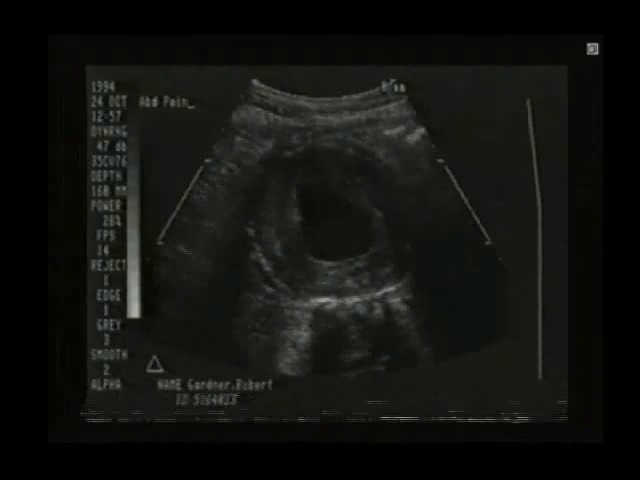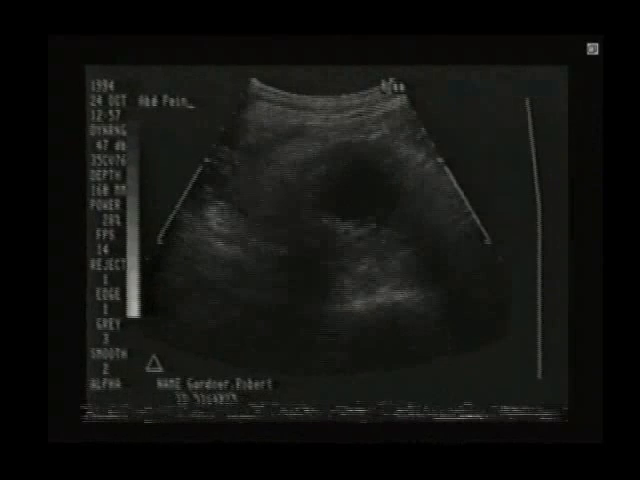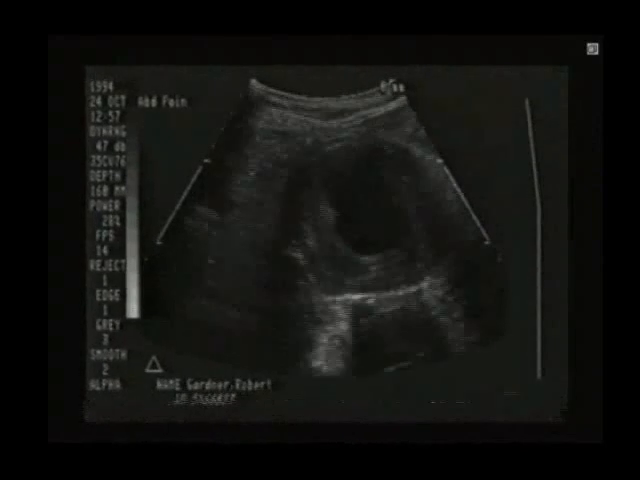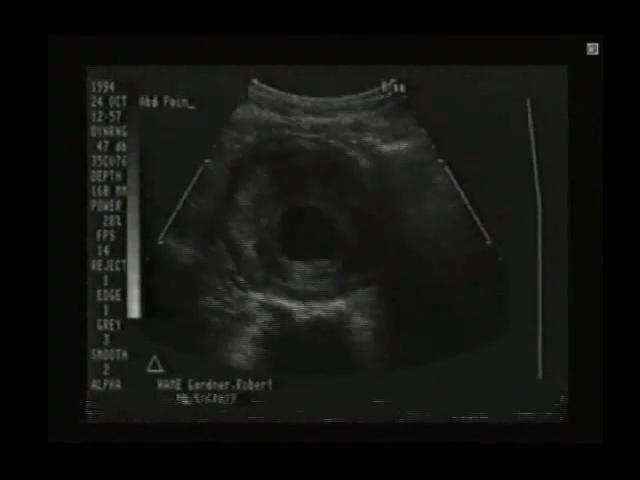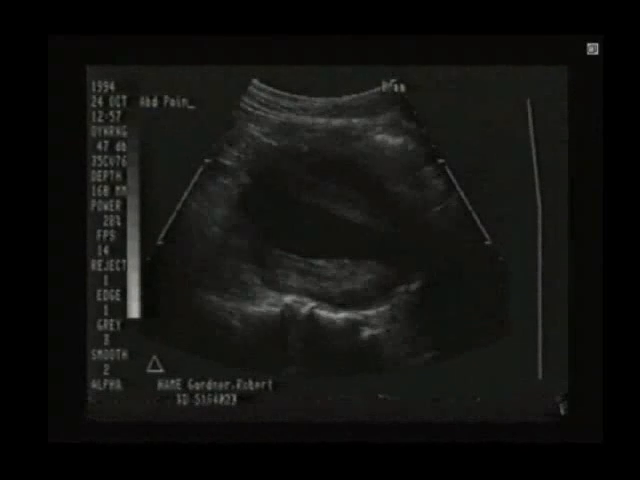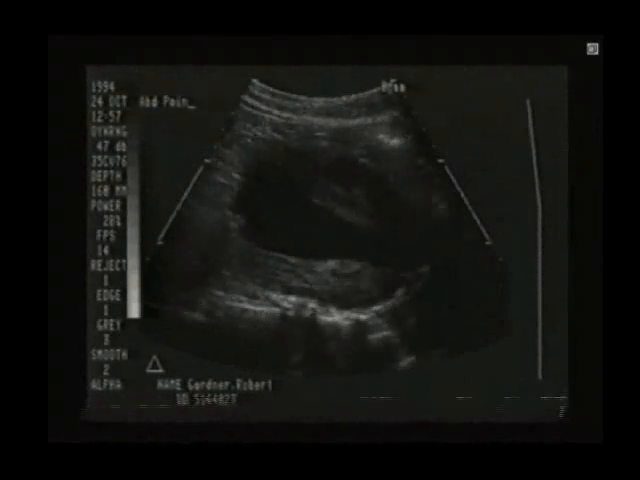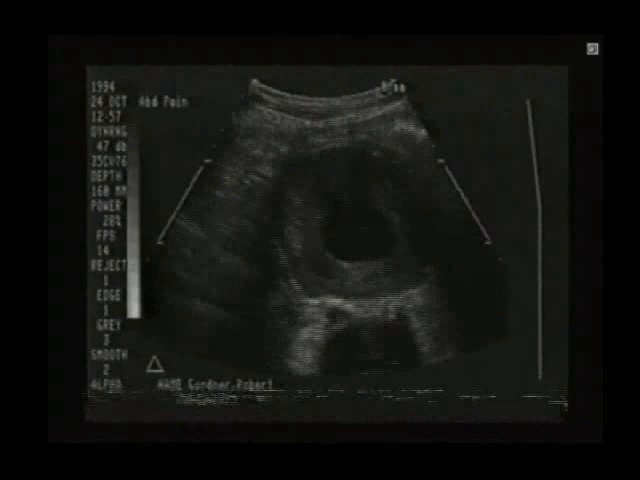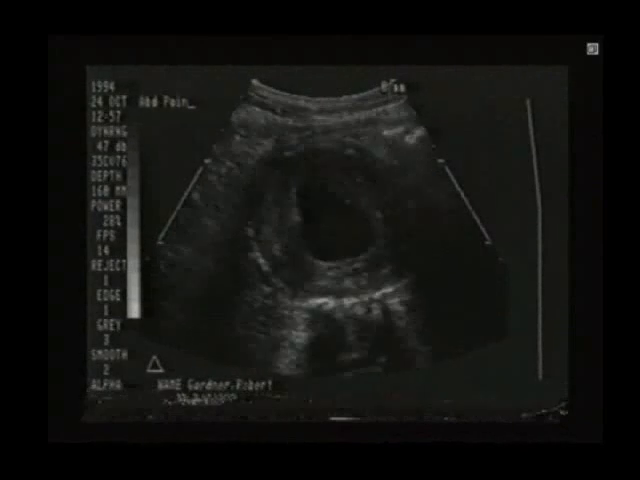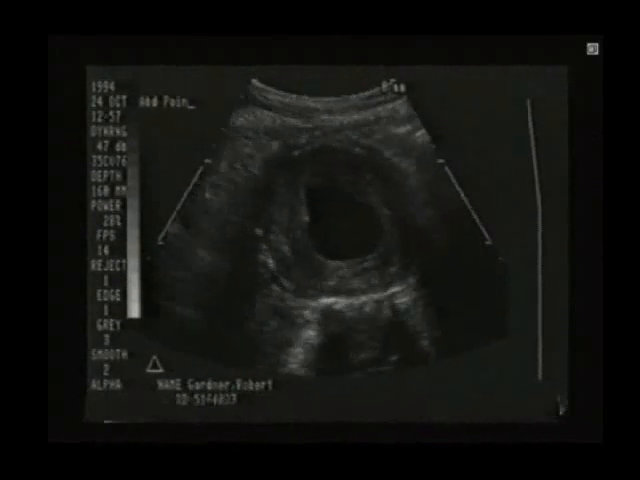So here's a large aneurysm. This is about a 9.5 centimeter aneurysm. Okay, this is a longitudinal view right now, and then we turn it over, and this is a transverse view. Okay, very large, obviously.